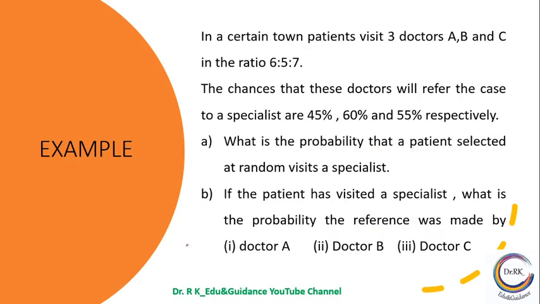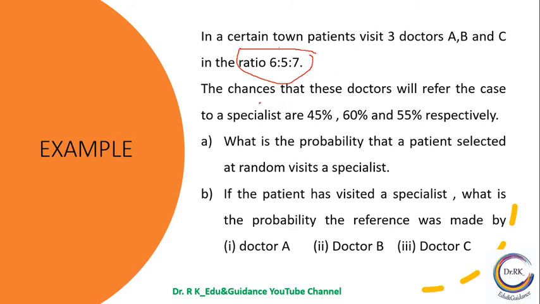Now one more example to understand the Bayes theorem very clearly. Once we understand the application of Bayes theorem, it is very simple. In a certain town, patients visit doctors in a ratio 6:5:7. So the probabilities we want to find: P of A is 6 by 6 plus 5 plus 7, P of B is 6 by 6 plus 5 plus 7, P of C is 6 by 6 plus 5 plus 7.